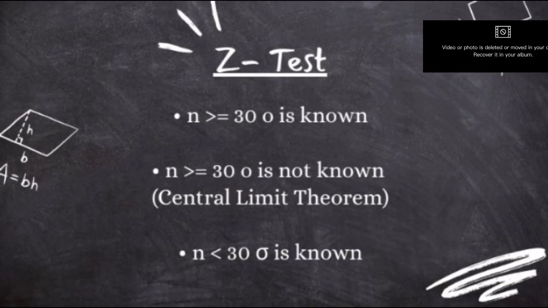So the next one is the z-test. A z-test is used when the sample size is large, usually 30 or more, and when the population standard deviation is known. It can also be used when the sample size is 30 or more even if the standard deviation is not known, because of the central limit theorem, which states that the sampling distribution becomes approximately normal when the sample size is large.